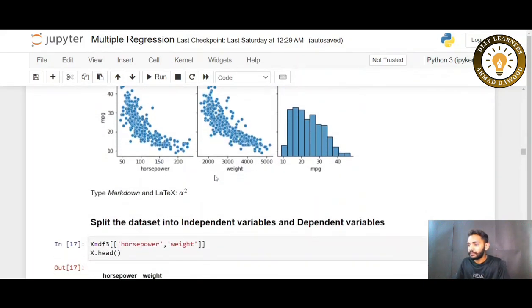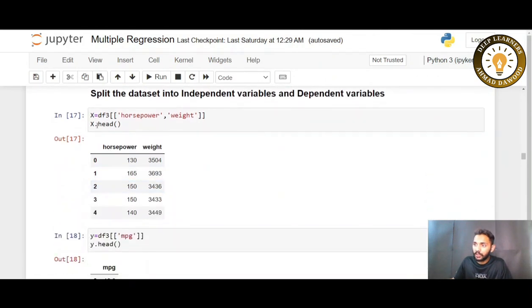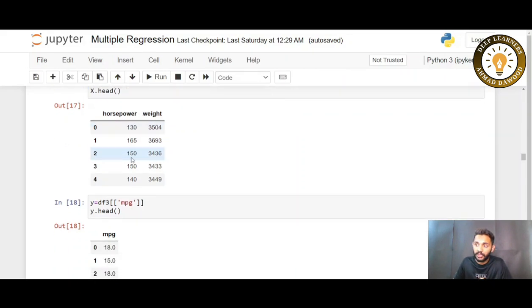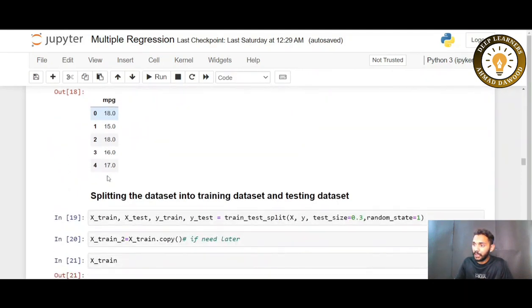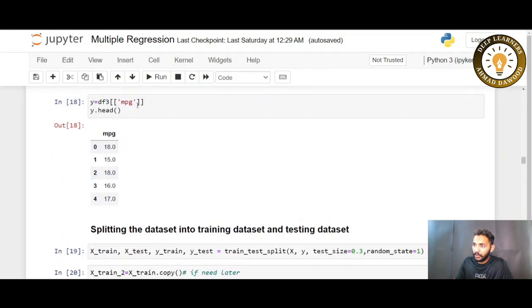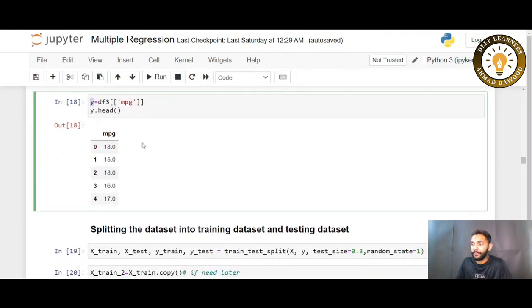So first of all, I will split my data set into independent columns. I will name it X, and the dependent column I will name Y. So here X will contain the independent variables. In our case, these are just two, horsepower and weight, and the dependent column is miles per gallon, and the name is Y. Now we have X, Y.